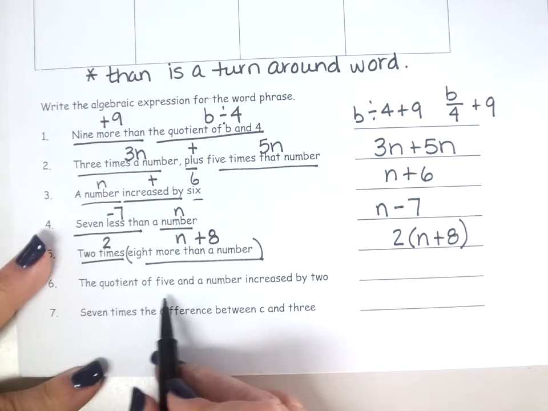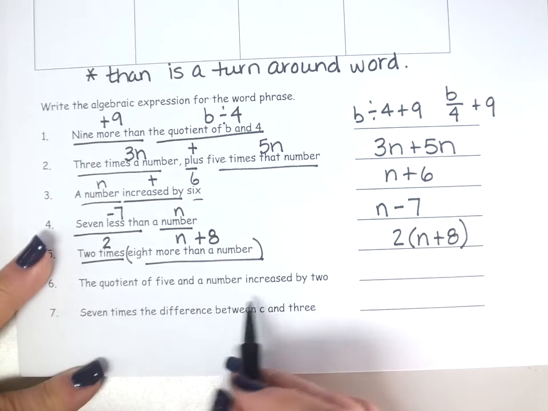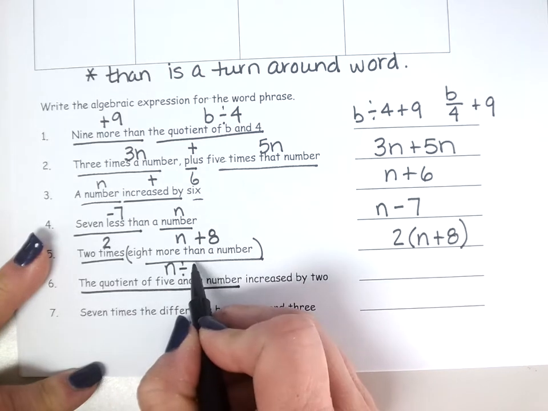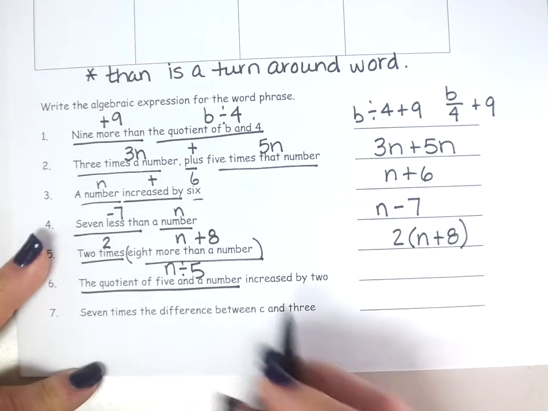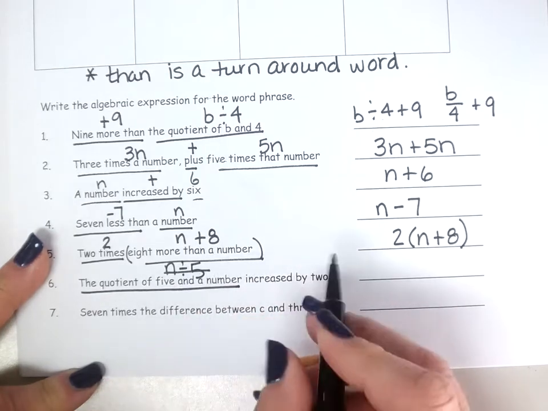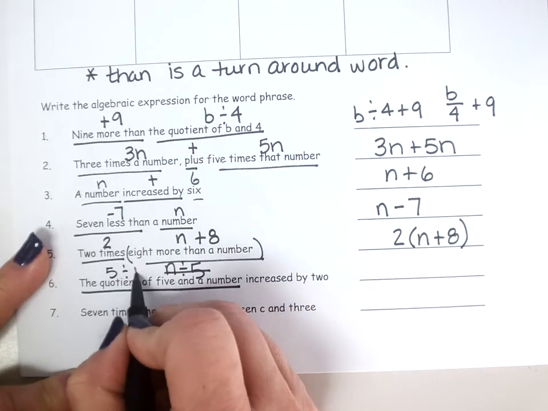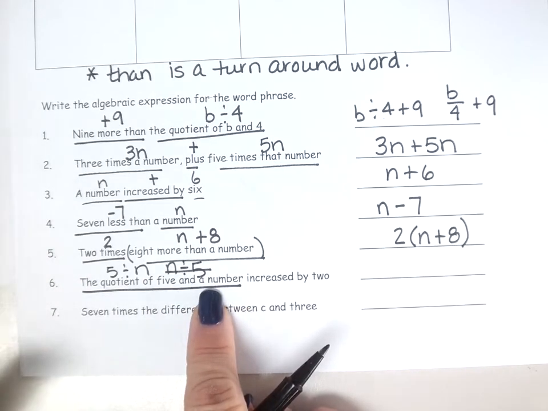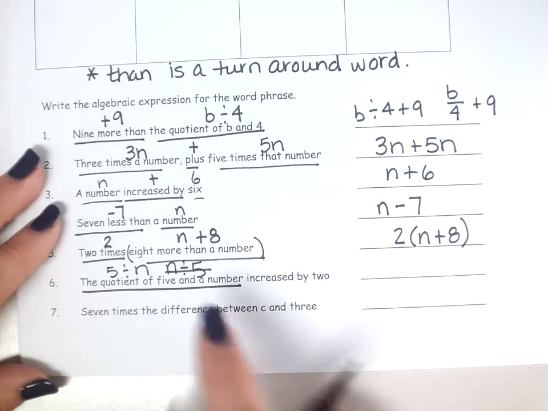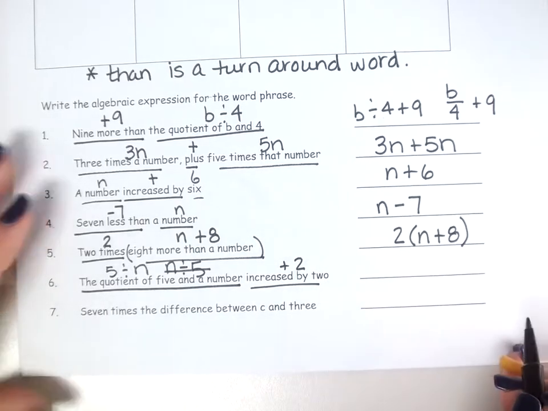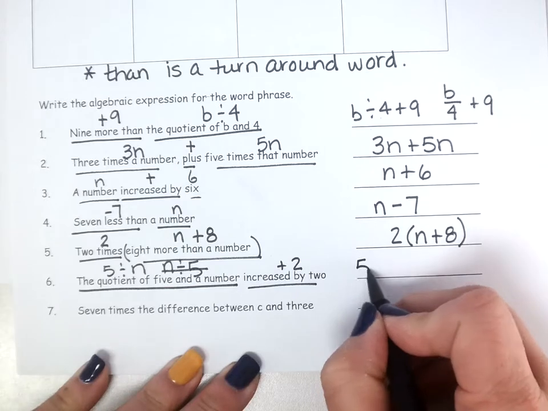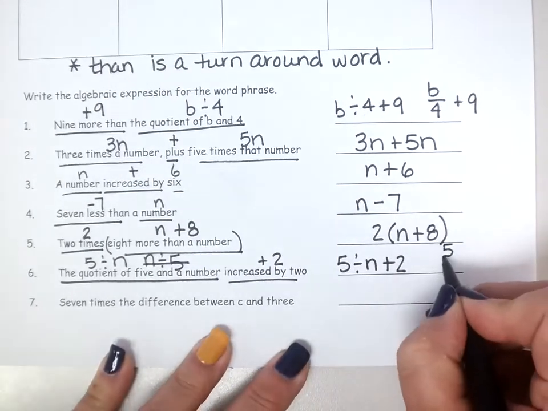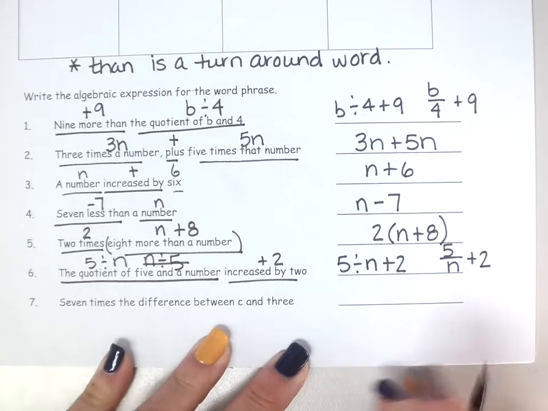The quotient of 5 and a number increased by 2. So the quotient of 5 and a number is division. Oops, I did that backwards. Sorry. 5 and a number, so 5 divided by n. It has to be in this order because it doesn't have a than. So the only ones that switch order is if it has a than in it. And then increased by 2 would be a plus 2. So 5 divided by n increased by 2, or you do 5 over n plus 2.